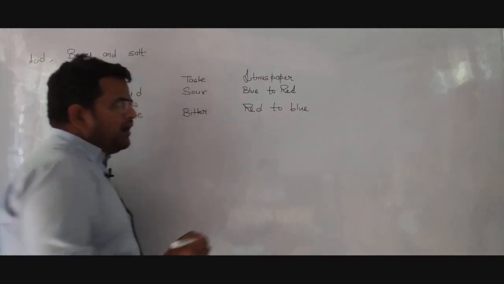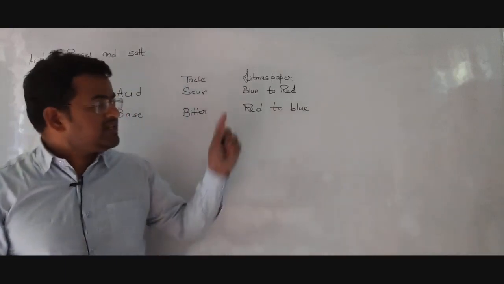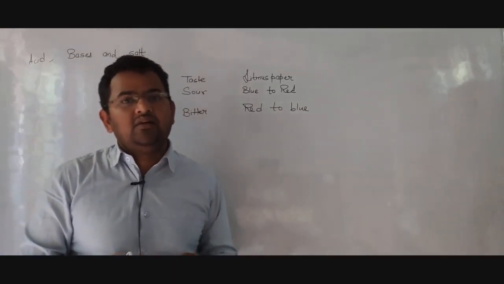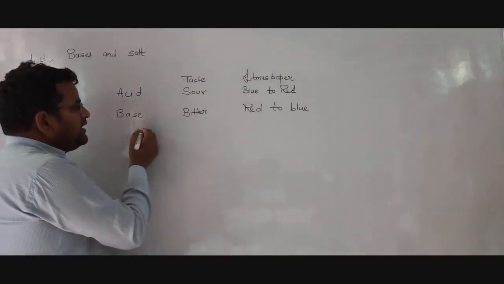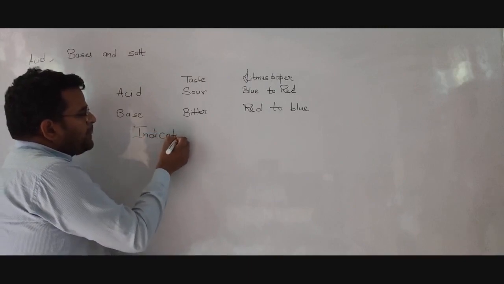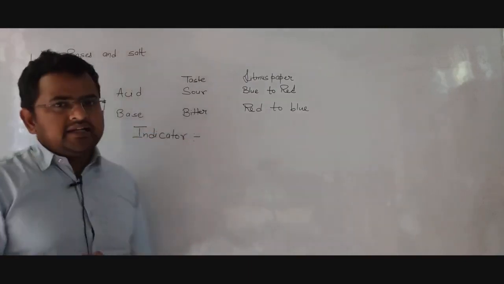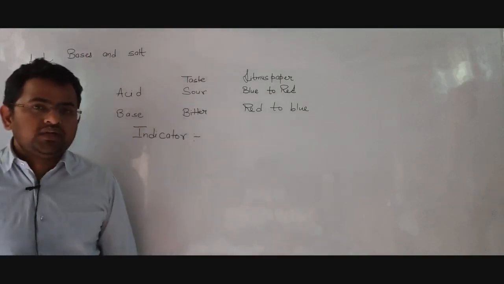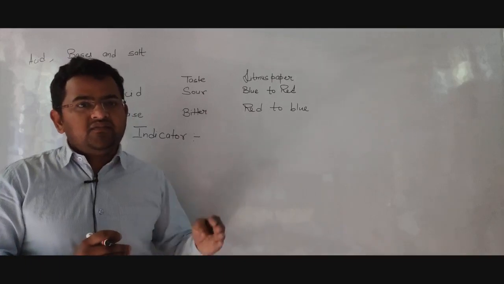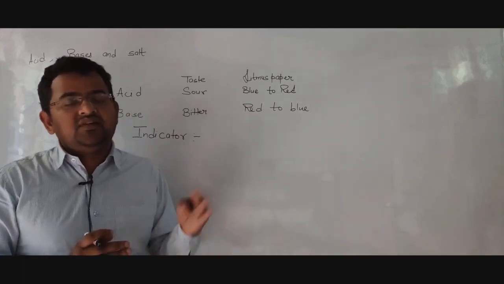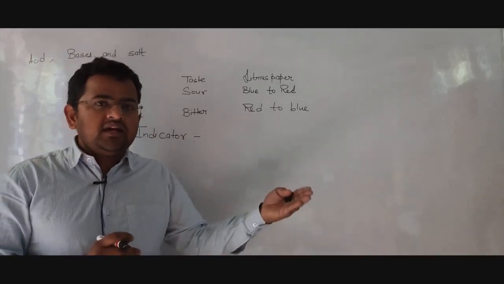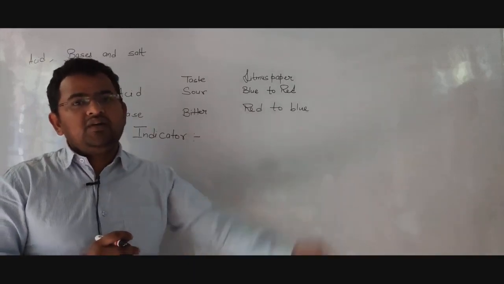Now apart from litmus paper, we have different indicators with us. So what is an indicator? What does an indicator mean? An indicator is a specific chemical compound that gives different colors in different mediums. Like if we talk of HCl or an acidic medium, the color will be different, and if we talk of a basic medium, the color will be different.